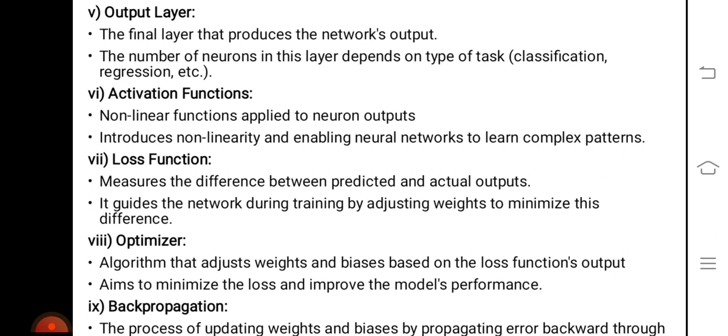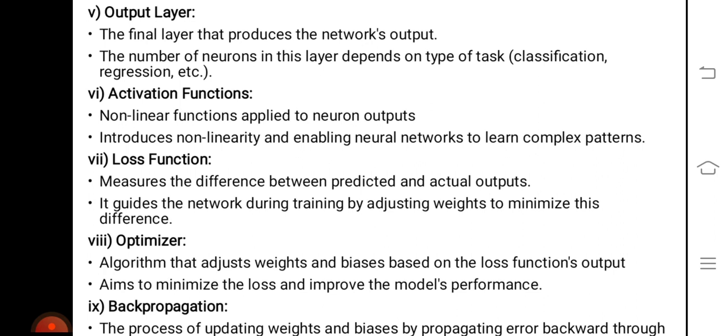Loss function. Loss functions measure the difference between the predicted and actual output, for example cross-validation loss. We already discussed some activation functions and some loss functions. The loss guides the network during training by adjusting the weights to minimize the difference. Our aim is to minimize the difference between the predicted and actual. If there is a difference between the predicted and actual, we get loss.